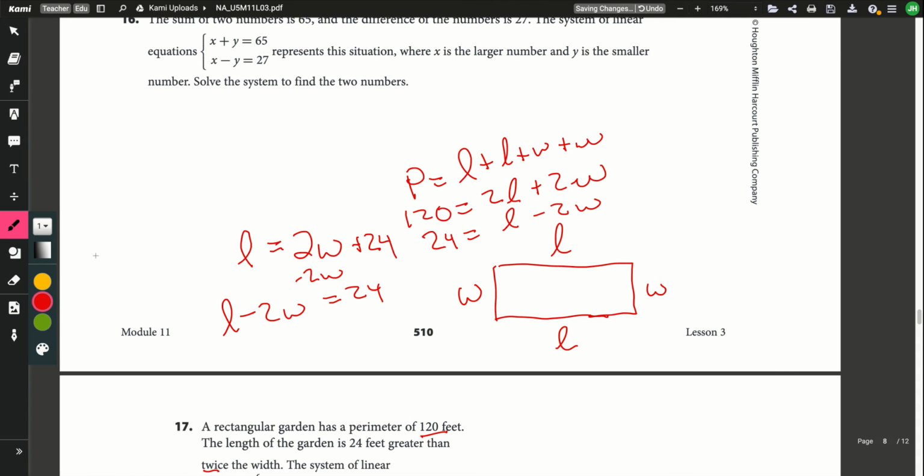I'm going to rewrite these down here in a different color. So we've got 120 equals 2L plus 2W. Then 24 equals L minus 2W. Are we going to add or subtract? We are going to add because these are opposites. This is 144 equals 3L, and these eliminate. Then we're going to divide by 3.